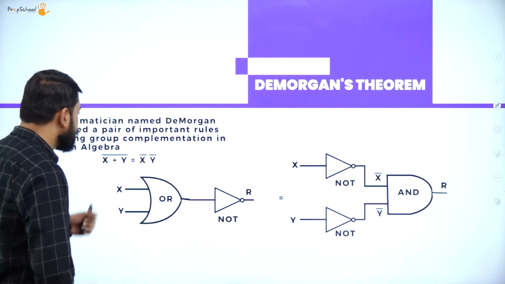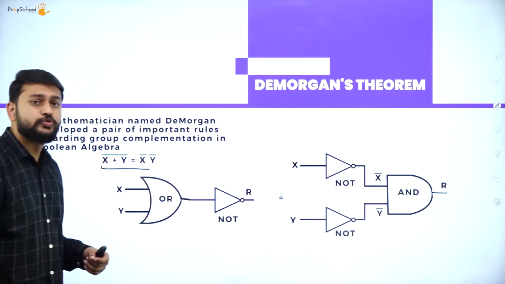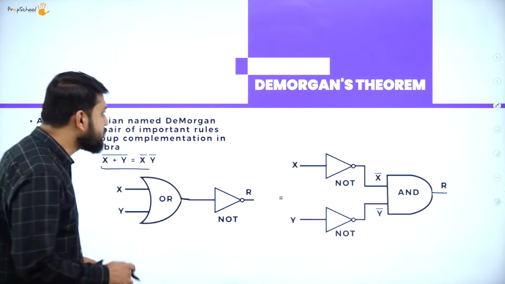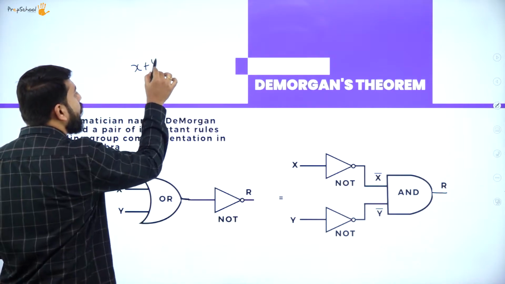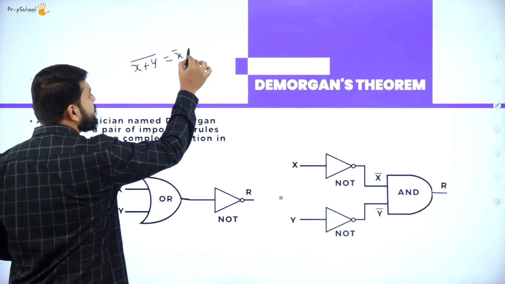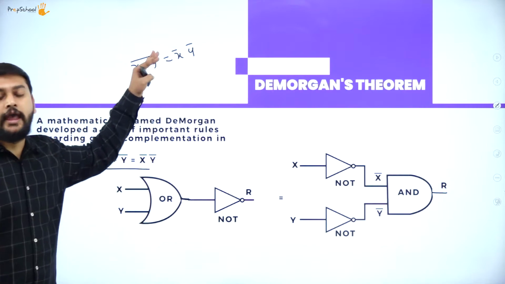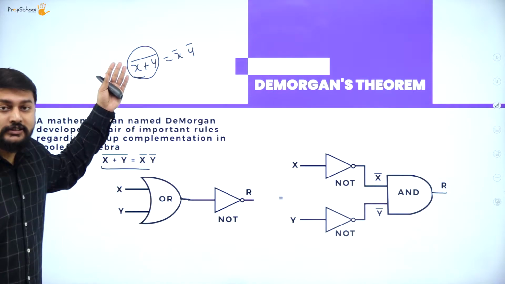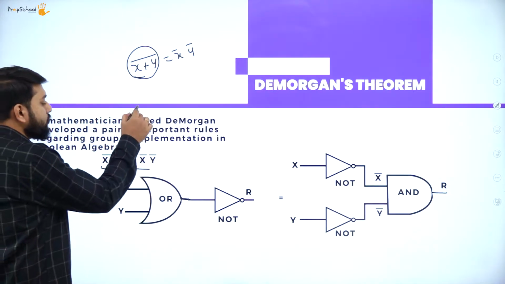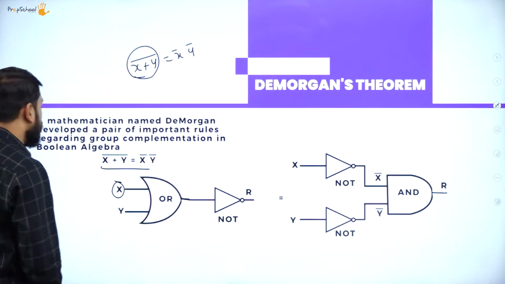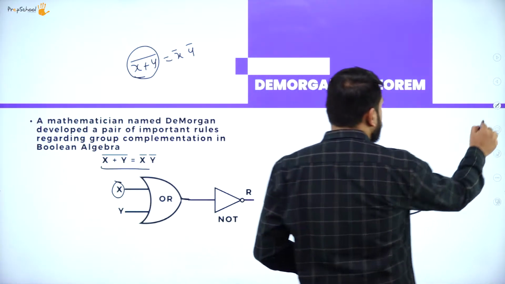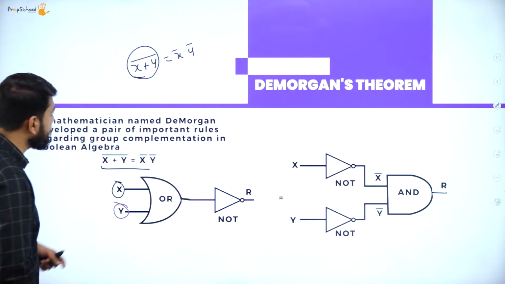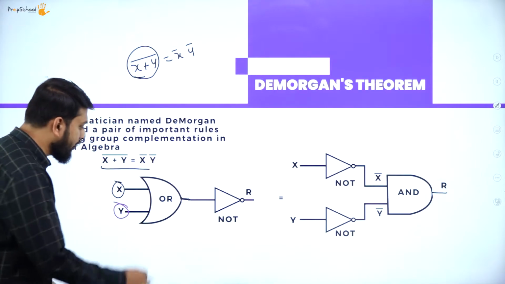So I have x plus y whole dash is equal to x dash into y dash. Let's write this: x plus y whole dash is equal to x dash into y dash. I need to write the diagram for this. How do I write the diagram? Let's understand. I need to write x and y. I have already written x and y. Let me change the pen color for all of you. So I have x and y, and obviously I need the OR operation. So fine, I have written the OR.